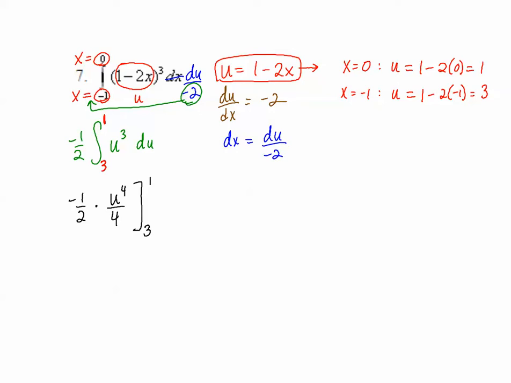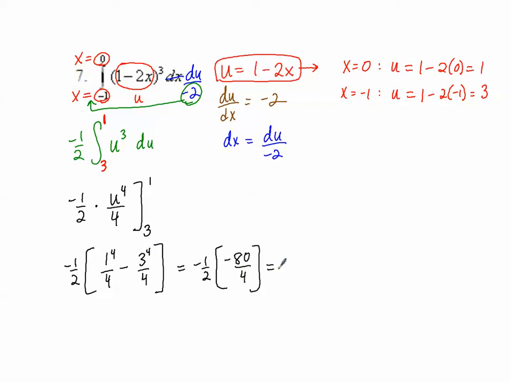So the fundamental theorem tells us that we plug in the upper limit first. So I have negative a half, plug in the 1, 1 to the fourth over 4, minus, plug in the 3, 3 to the fourth over 4, and simplify. So we end up with negative a half times, that looks like 1 minus 81, so negative 80 over 4, and therefore 10. Our final answer is a number when it's a definite integral. Definite integral gives us a number.